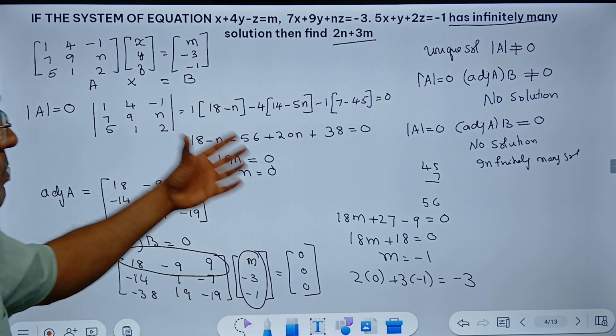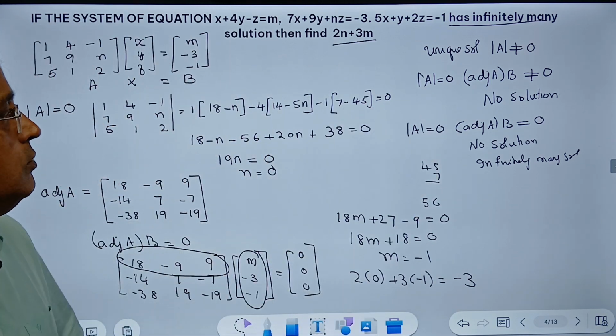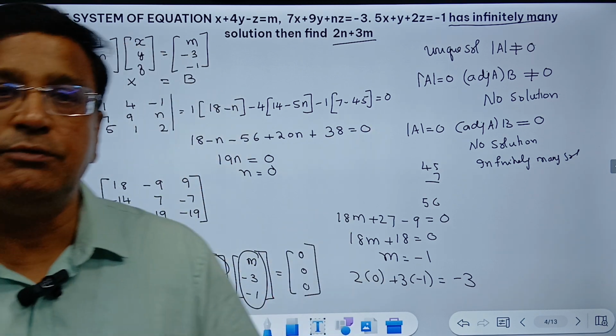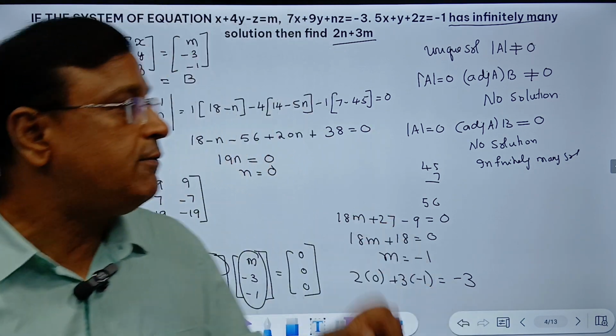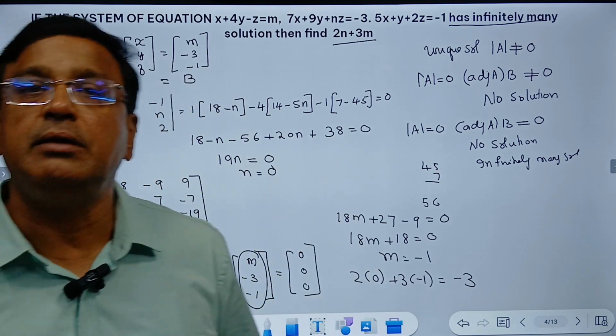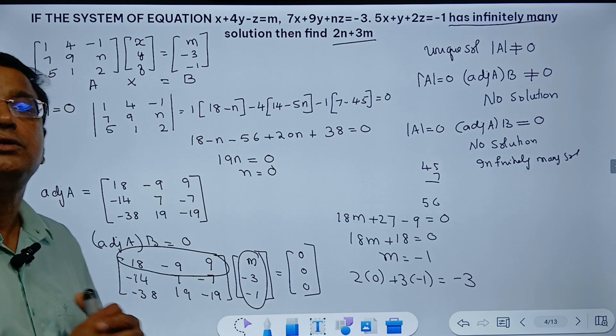So for doing this problem, if you want to do it by the matrix method, 100% you should know this property, that if the system of equations has infinitely many solutions, definitely determinant A must be 0 and adjoint of A into B must also be 0.